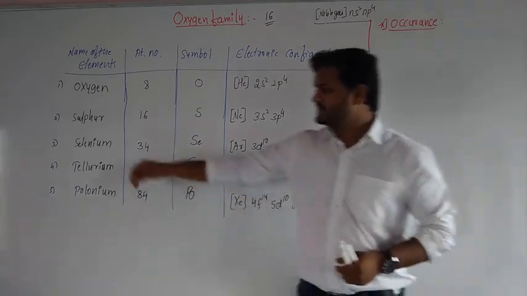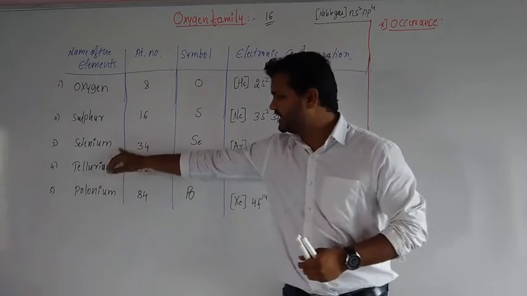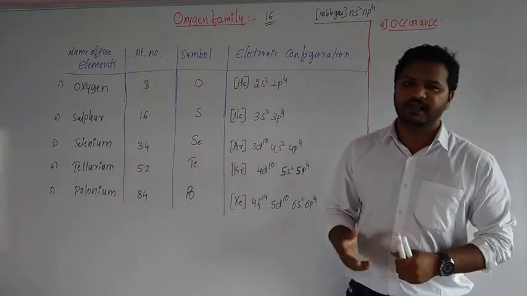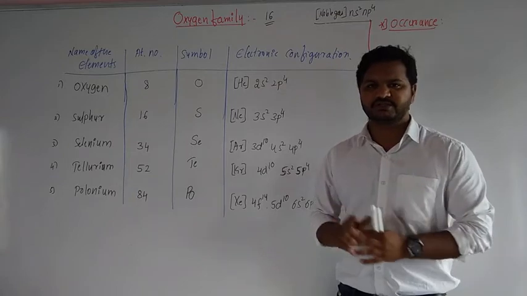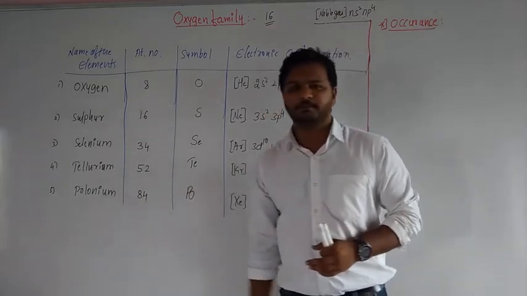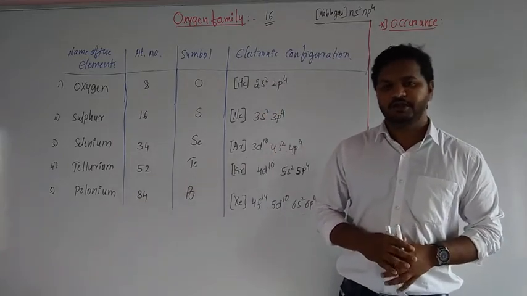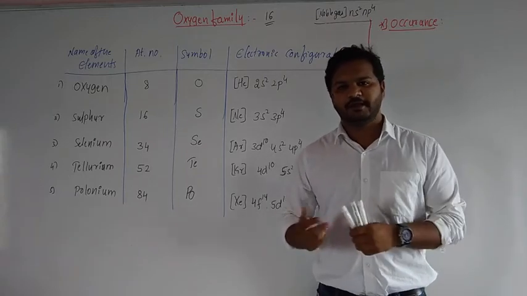And next, selenium and tellurium. These mainly occur as metal ores. And polonium is a radioactive decay product of uranium and thorium.